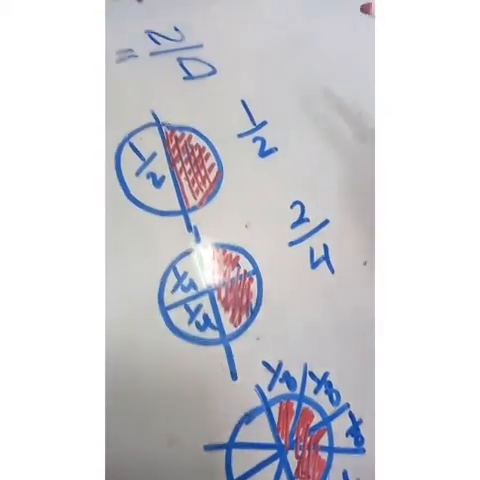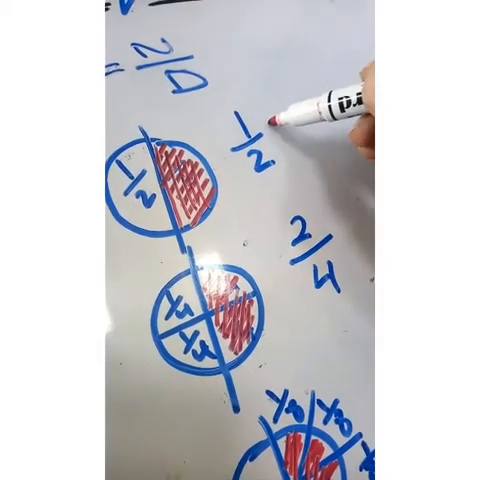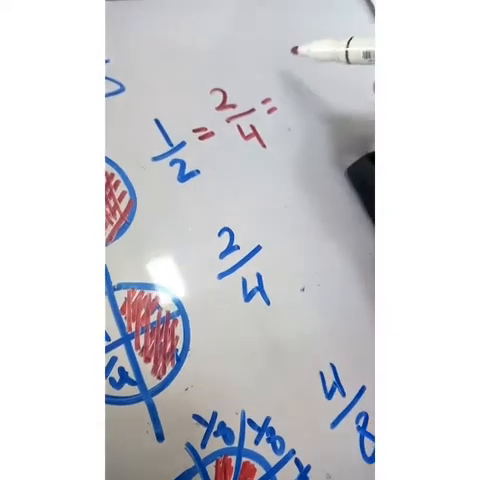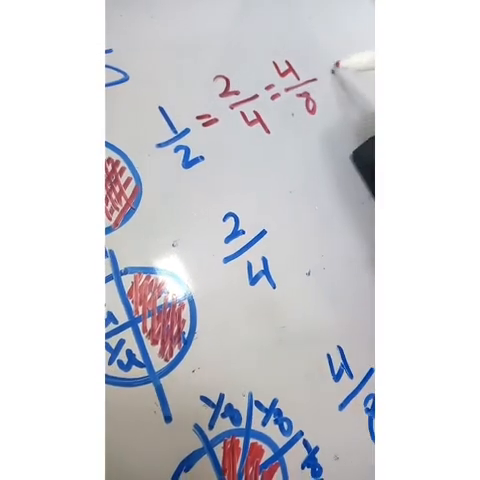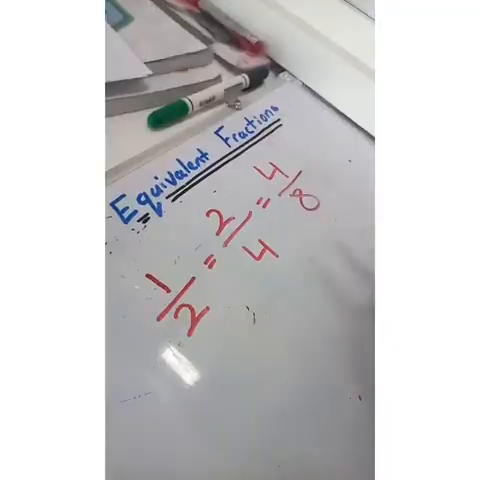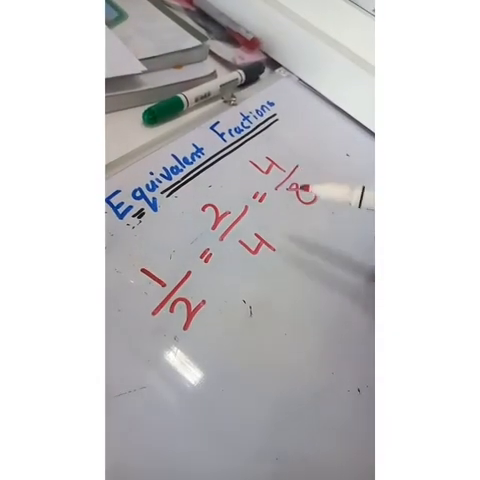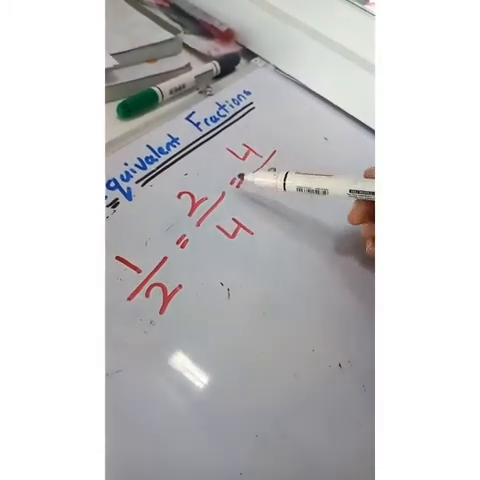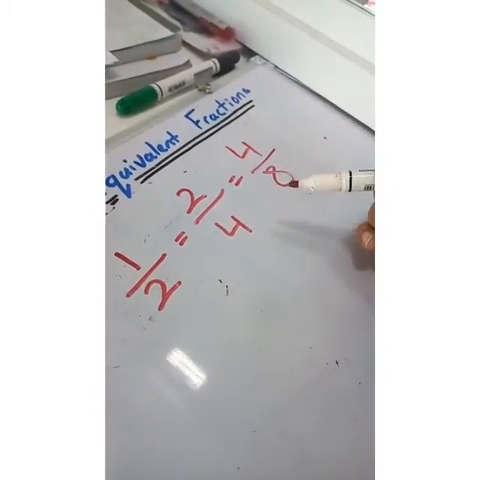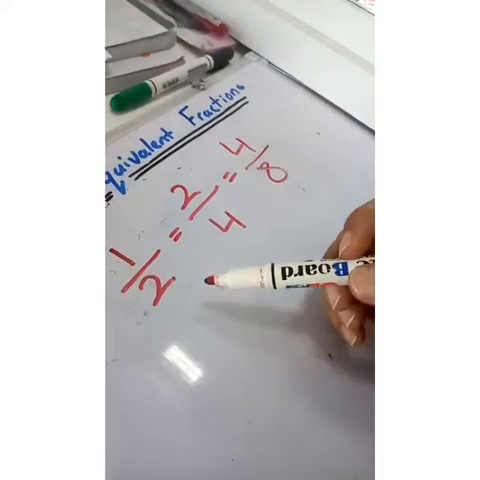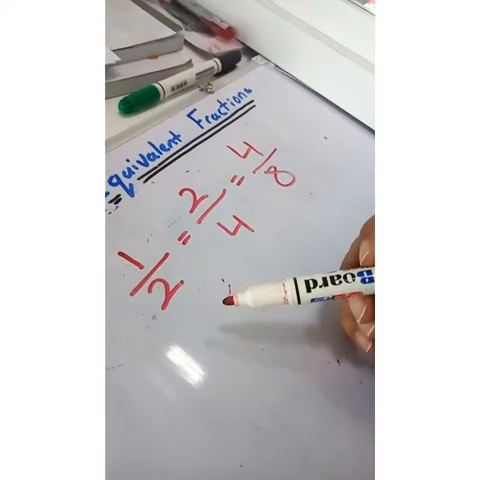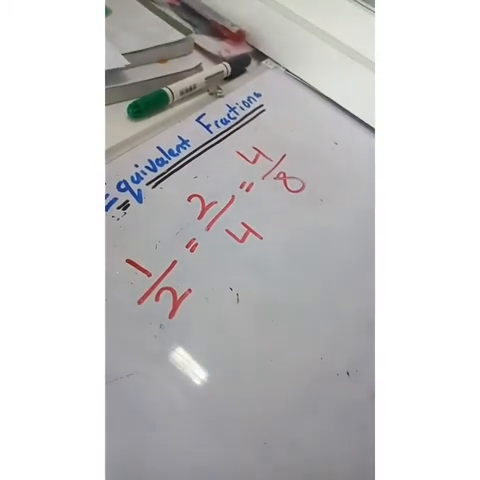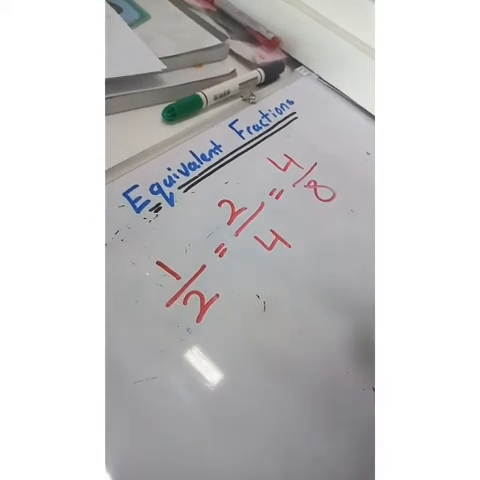So here we conclude that 1/2 is equal to 2/4. It's equal to 4/8, and so on. So we look at these equivalent fractions: 1/2 is equal to 2/4, and it's equal to 4/8. Okay, so the equivalent fraction can only be made by multiplying or dividing. Let us see.